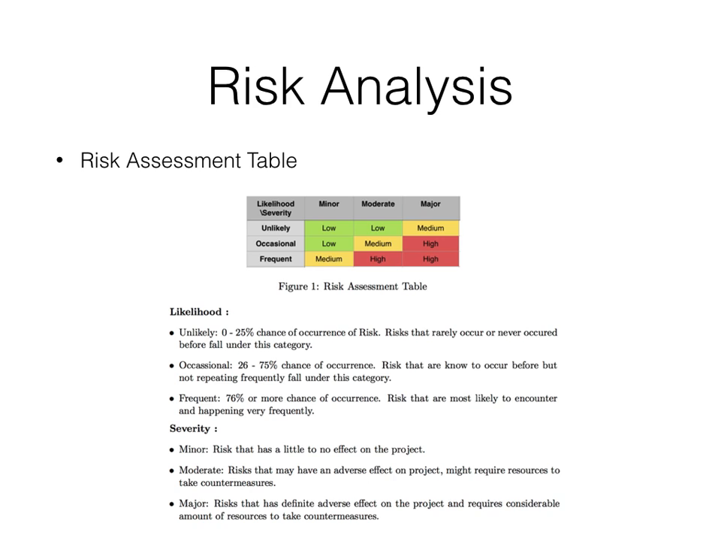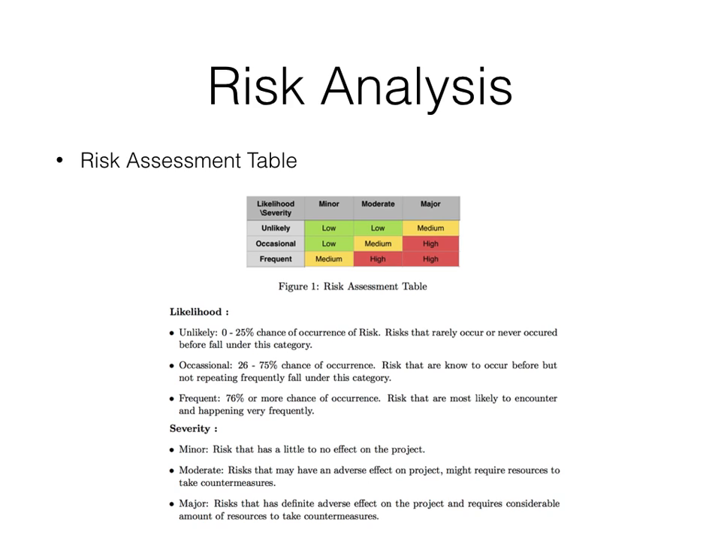So likelihood is divided into three: unlikely, occasional, and frequent. Unlikely is 25% of occurrence or less. Occasional is 26 to 75% of occurrence, and frequent is more than 75% of occurrence of the risk.